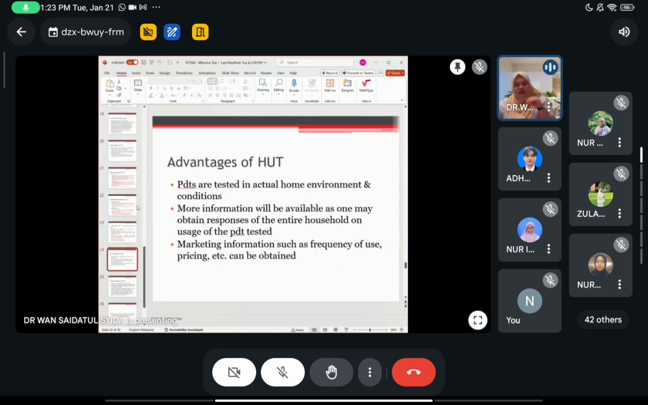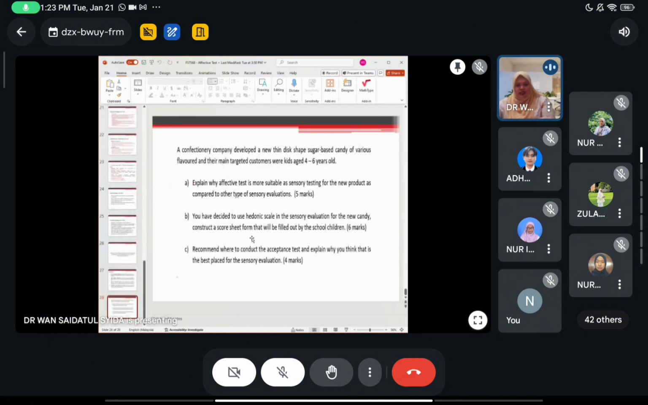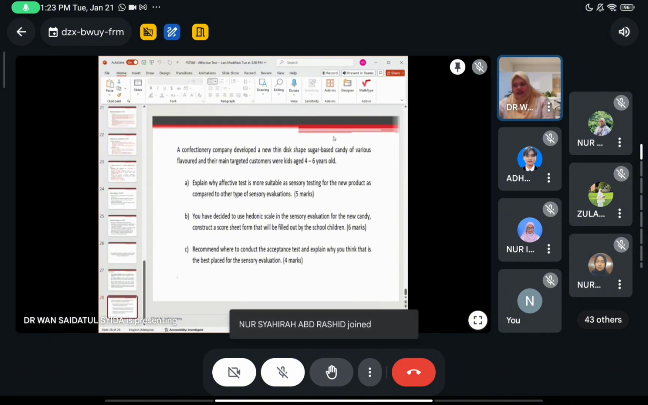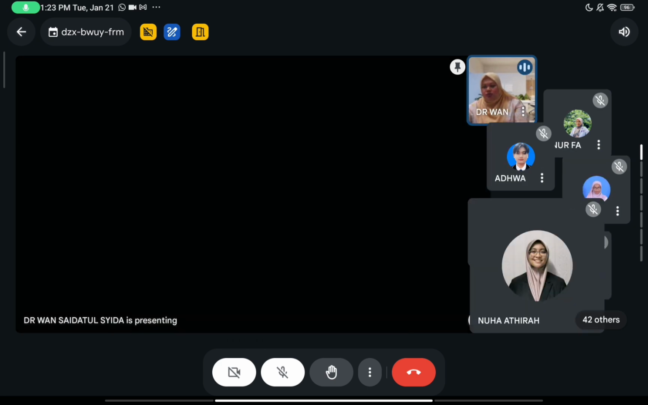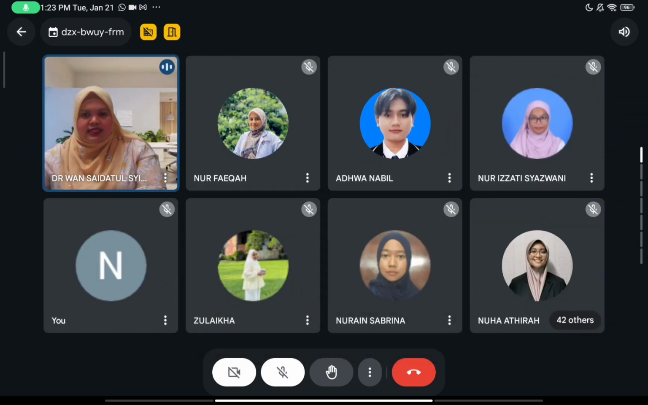Okay, go to the first introduction part for the particular answer. And then you have to construct the score sheets. And then you have to recommend where to conduct the acceptance test. So basically, that's all the main points for the affective test, right? Okay, so I move to the last one, which is descriptive.